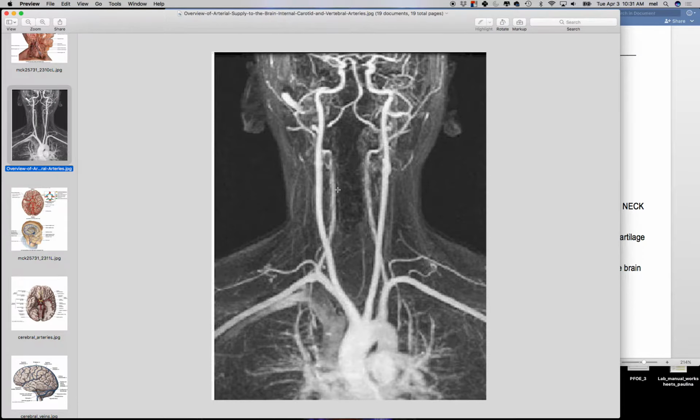Right, vertebral artery, exactly, right? Does that make sense? And you can see it coming together, and then that would be the basilar right there in the pons. Does that make sense? So you can actually see these with imaging.